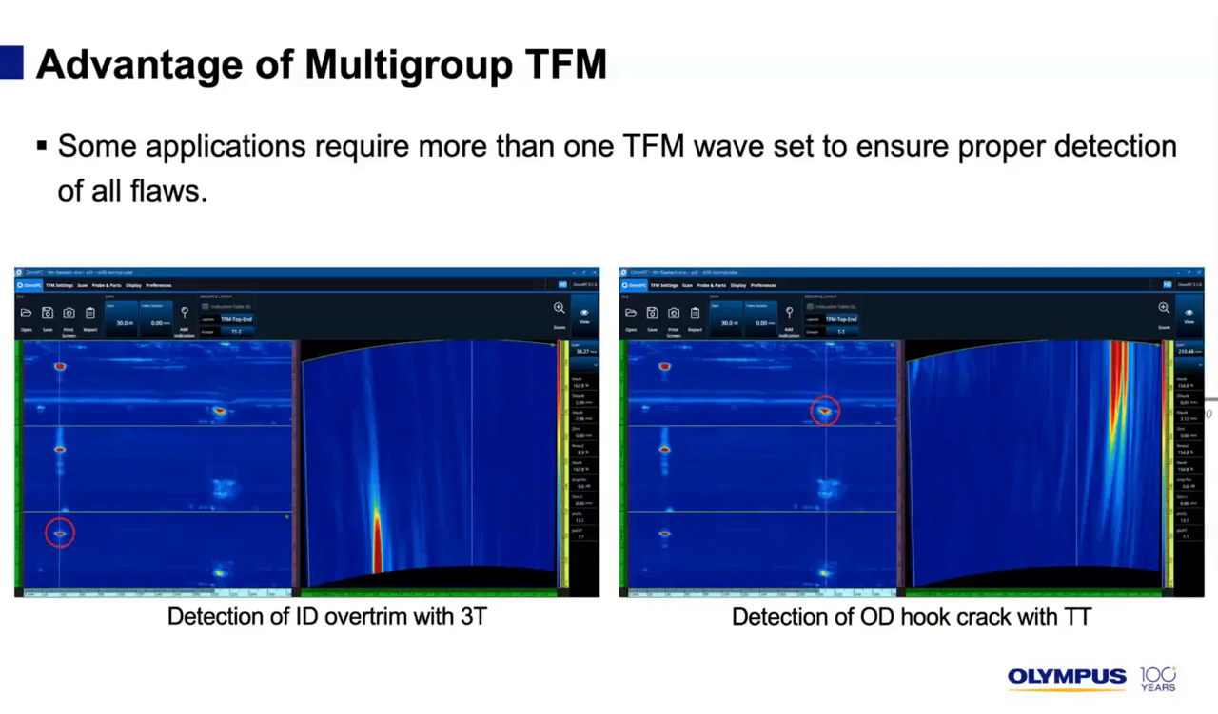So in this example of an ERW weld, the first flaw was better detected using the Self-Tandem 3T waveset, so detection of the ID over trim here. While if we look at the second flaw, it is better detected with the first leg pulse echo method because it was getting the hook crack and detecting the corner trap. In this inspection, only 3 groups were required. However, the Omniscan X3 can go up to 4 simultaneous TFM groups.